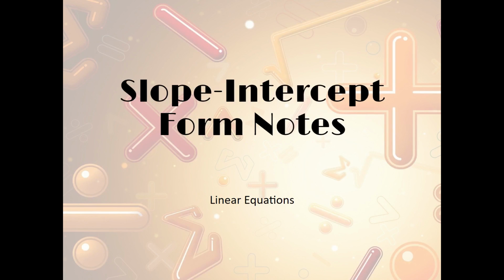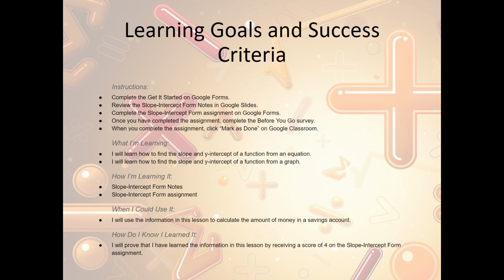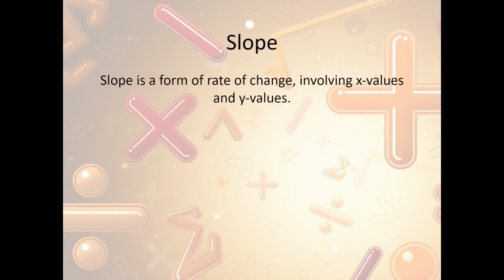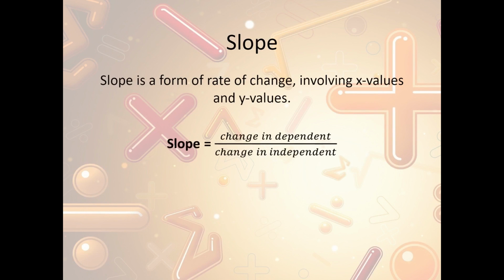Let's take a look now at the Slope-Intercept Form notes. The notes begin with the learning goals and success criteria. Now let's talk about slope. What is slope? Slope is a rate of change involving x values and y values. Slope is known as the change in the dependent variable over the change in the independent variable. Now what does that really mean? That really means that slope is the change in the y values over the change in the x values. So it's always y over x.